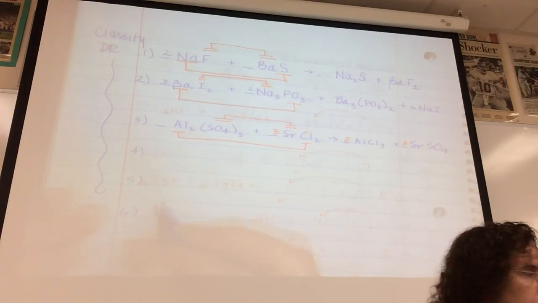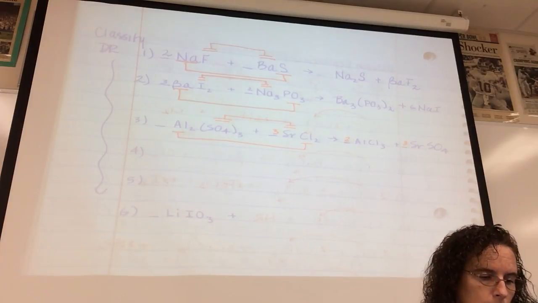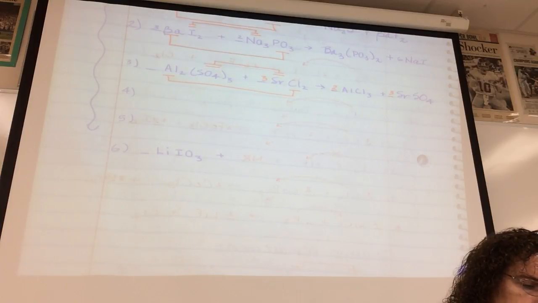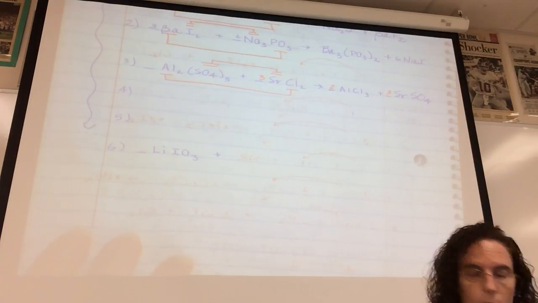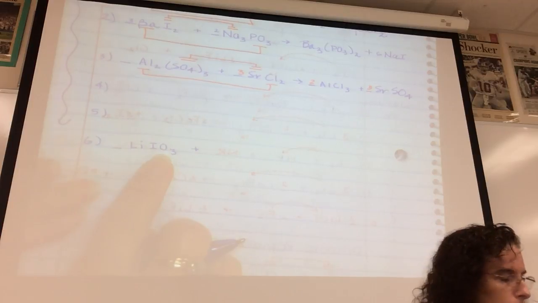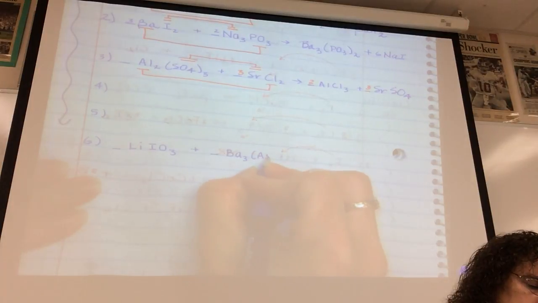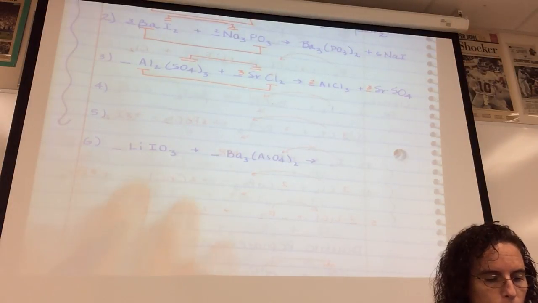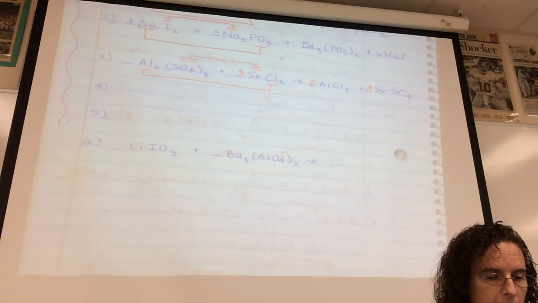And on 6, you have lithium iodate, correctly formula written. Did I miscount? No, on number 3, how come when it was strontium chloride? Oh, because SO4 is 2 minus. You are correct. So lithium iodate reacts with barium arsenate. So the only thing different here is you have to formula write the reactants. And then you predict the products the same way.